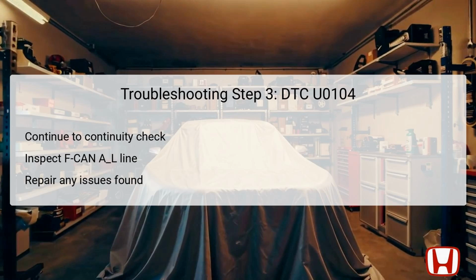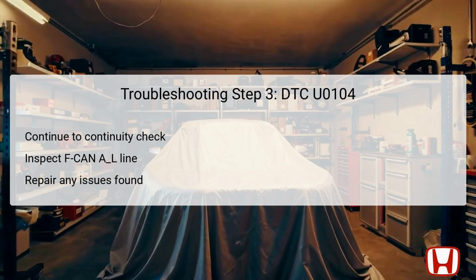The third troubleshooting step continues the examination by checking for continuity on the FCAN AL line. Similar to the previous step, ensure the vehicle is in the off or lock mode and that the multi-purpose camera unit and TCM connectors are still separated. Focus now on checking continuity between pin number 13 on the multi-purpose camera unit connector and pin number 47 on the TCM connector. If continuity is present, the FCAN AL wire is functioning properly.